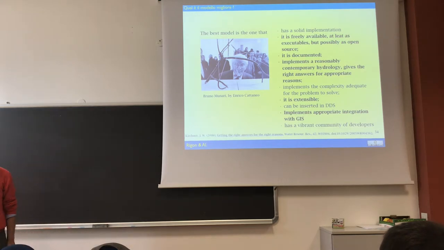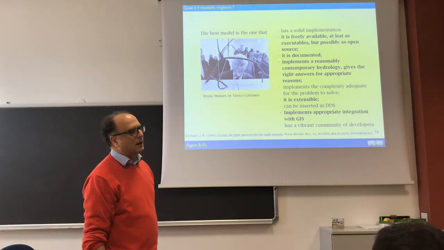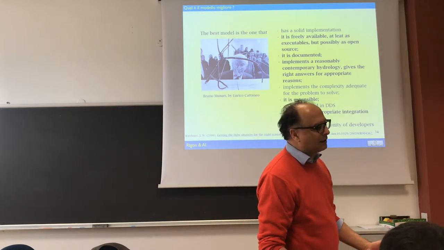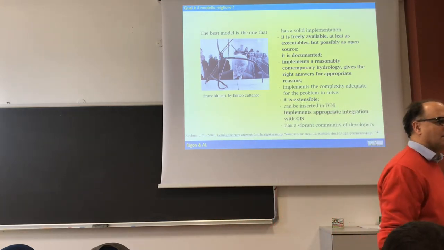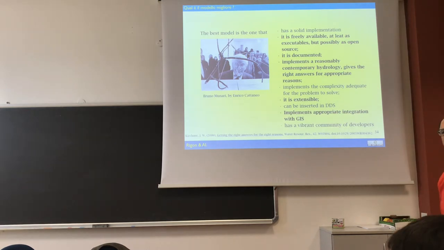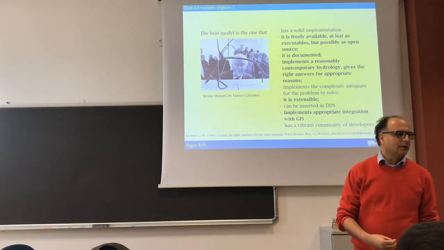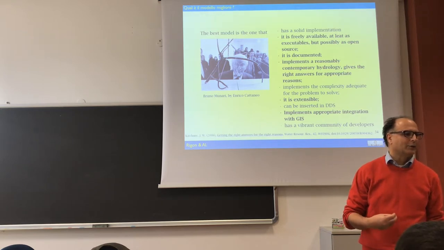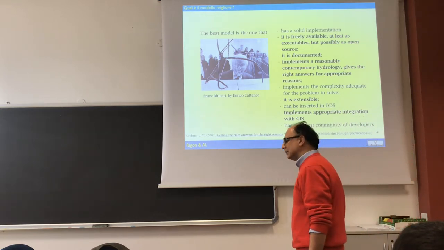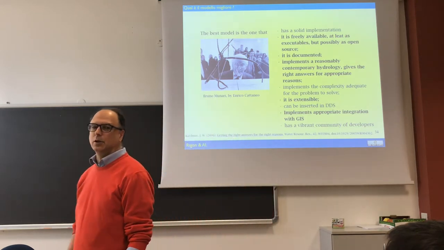So, which is the best model? The best model, there is no one best model, in fact. It must have a solid implementation. It must be freely available, at least for science, otherwise you cannot reproduce it. Or at least its physics must be detailed up to the point that the model is reproducible. But this kind of reproducibility is not possible if you're not going to the detail of numerics in this case. So closed code actually is not a good thing for science.